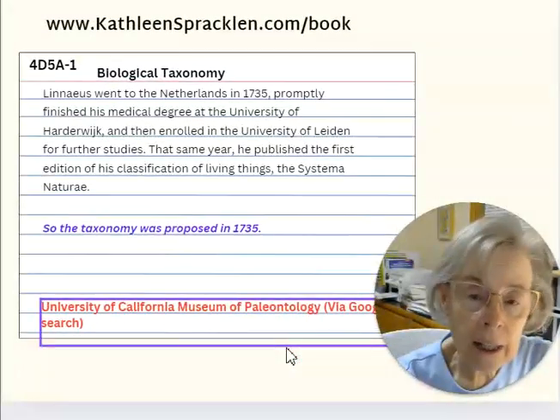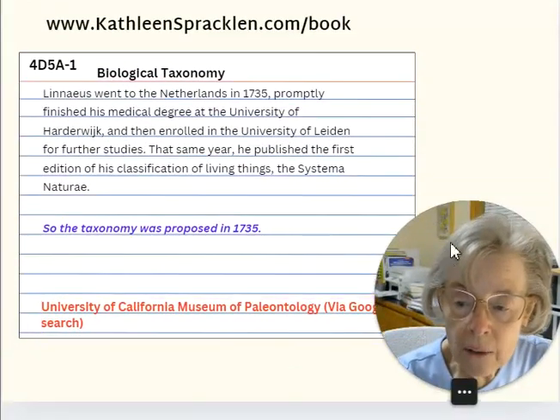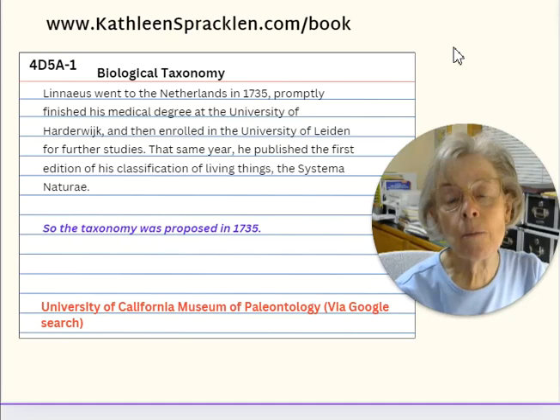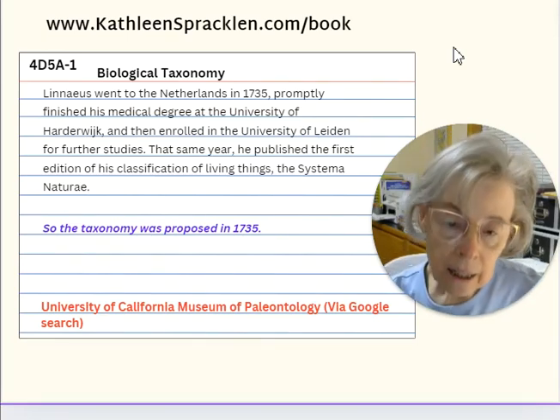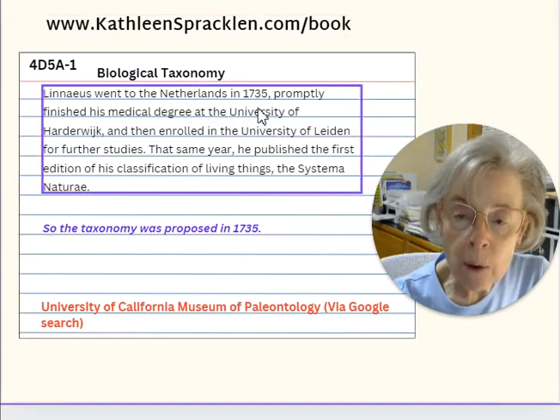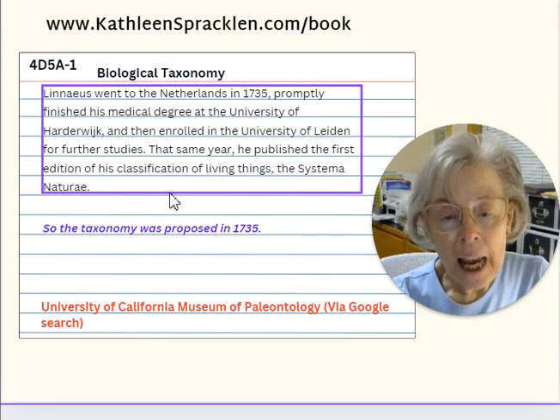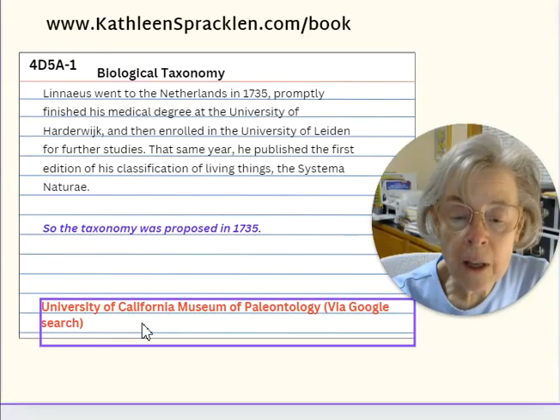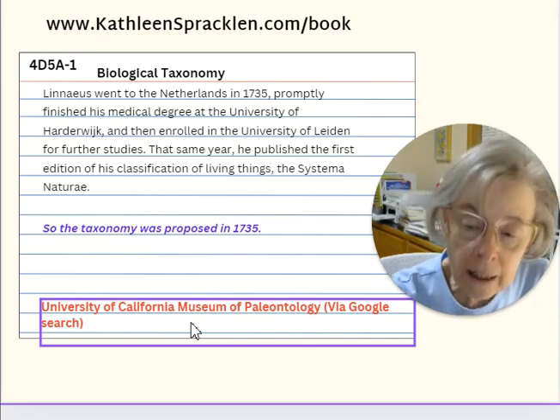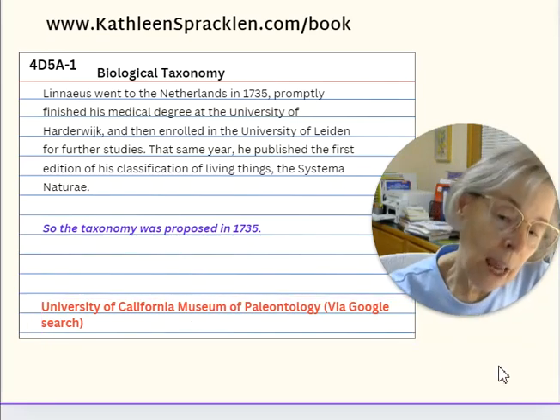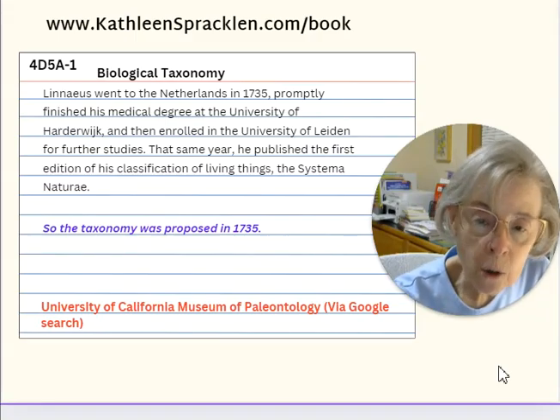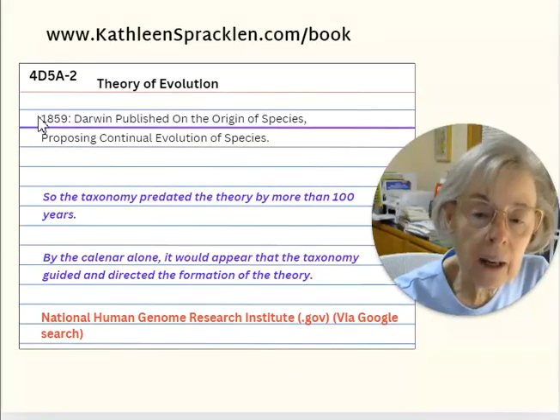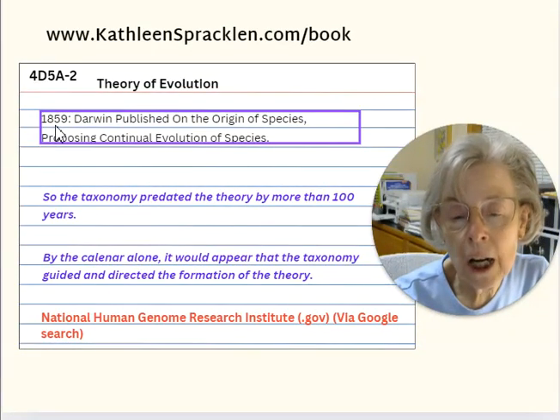So I did a couple of Google searches. And one of the things that I discovered was, okay, when was the Linnaean theory proposed? Well, Linnaeus proposed his theory around 1735 and set up his taxonomy. That's information that comes out of the University of California Museum of Paleontology via a Google search. Okay, how does that compare to Charles Darwin and the theory of evolution? When you look there, you find out it was about 1859, over 100 years later.